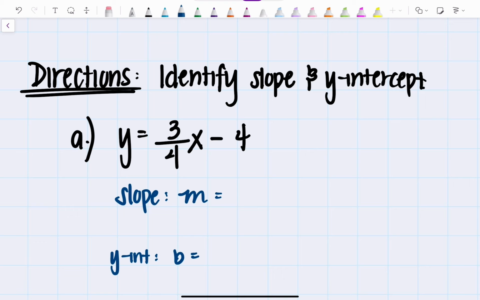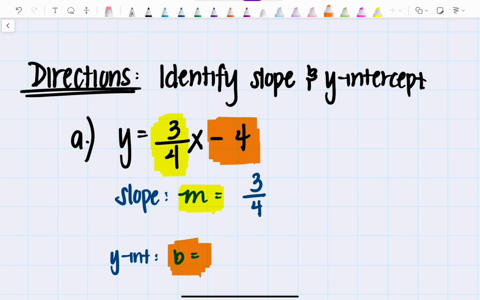Now, in terms of the slope, slope is always identified because it's the value or the number that carries the variable that carries x. So in this case, my slope is going to be 3/4. In terms of the y-intercept, the y-intercept is a constant. It's a number that's by itself. It doesn't have a variable. So in this case, B is -4. B is -4. Slope is 3/4.